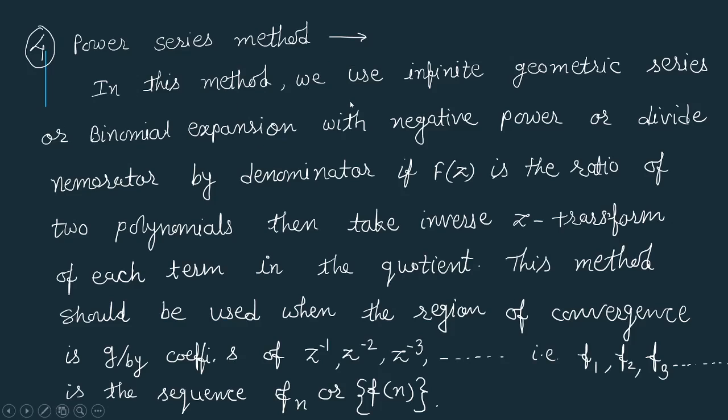Now, in this power series method, we use infinite geometric series or binomial expansion with negative power or divide numerator by denominator. If the F of z is the ratio of two polynomials, then take inverse Z transform of each term in the quotient. These methods will be used when the region of convergence is given by coefficients of z to the power minus 1, z to the power minus 2, and so on. That means f1, f2, f3 is the sequence of f of n. Now we discuss the problems on this.